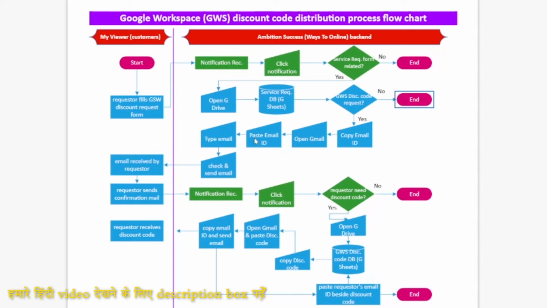Then I need to paste the email ID of the requester in the two fields. And then I need to type the email. Then I need to check whether there are spelling mistakes and whether it is grammatically correct or not. And then I need to send the email. And then that email goes to my viewer who has requested the Google Workspace discount code.